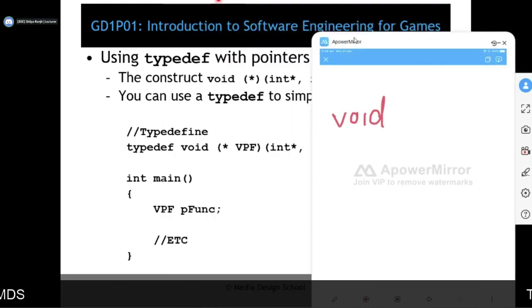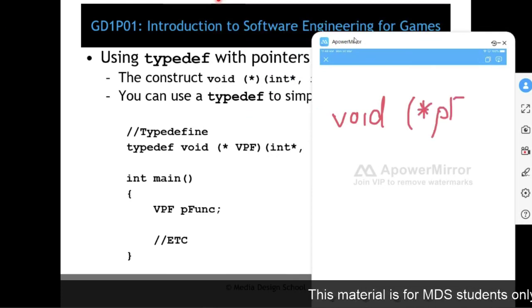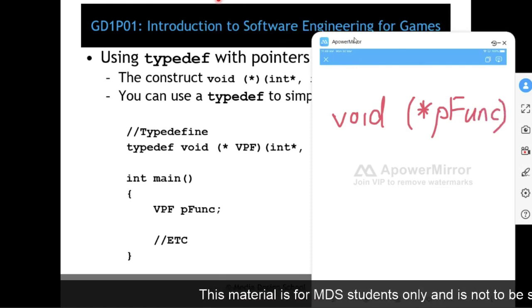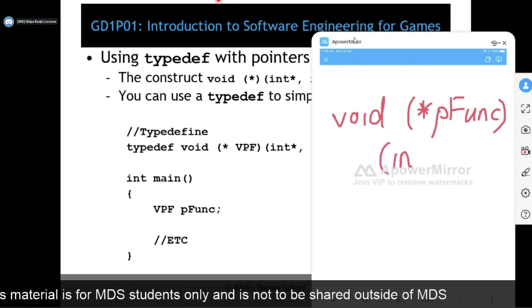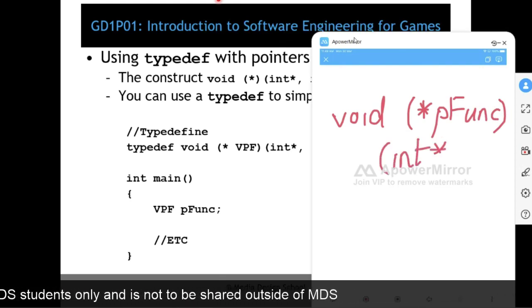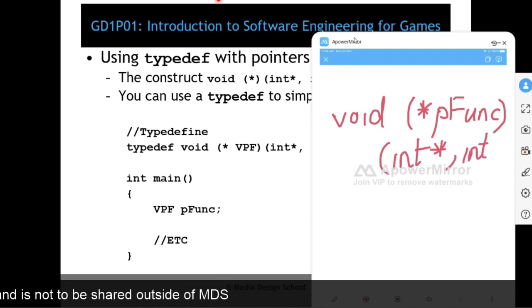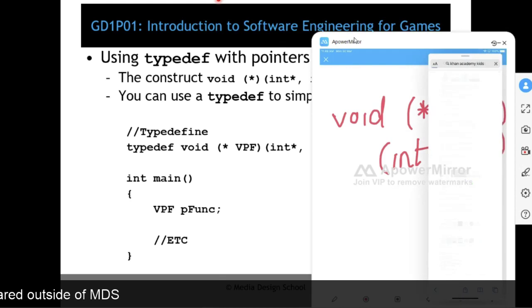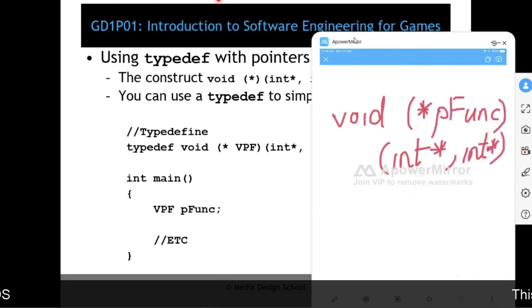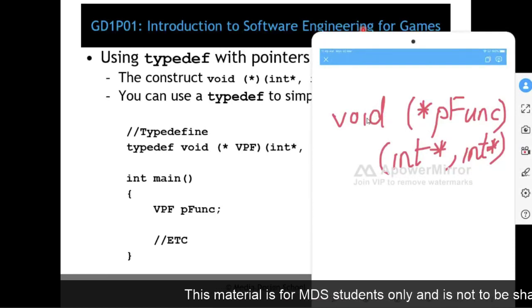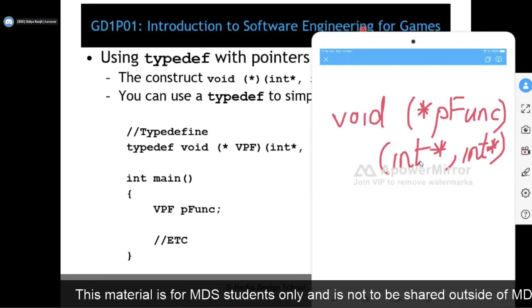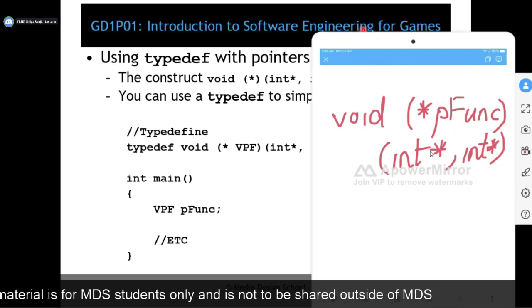So this is basically void asterisk pfunc, and in brackets, because I don't have any space here, I'm going to the next line, int asterisk. So this is what this internally means. So here pfunc is a pointer to a function which returns a void return type and which has two integer pointer arguments.